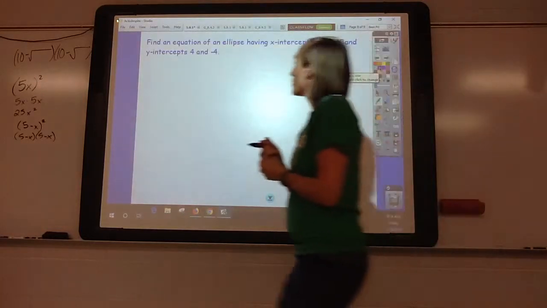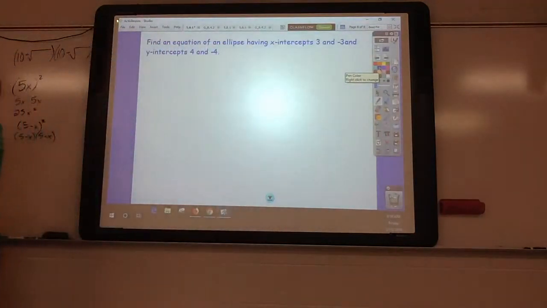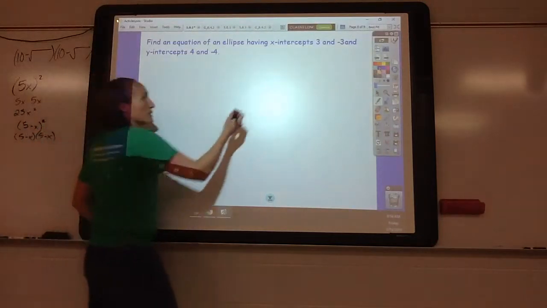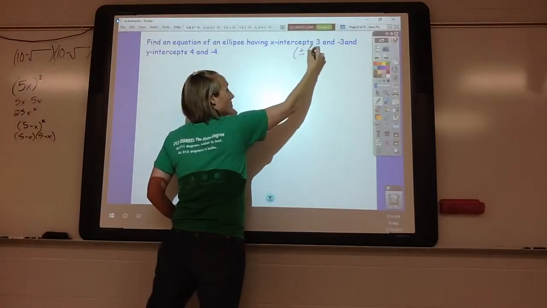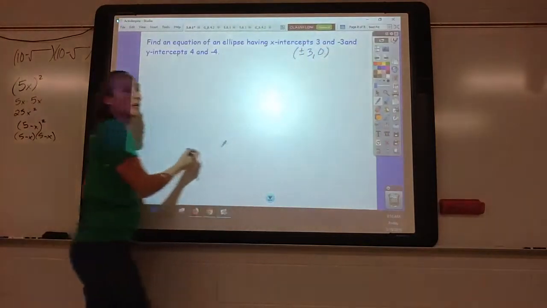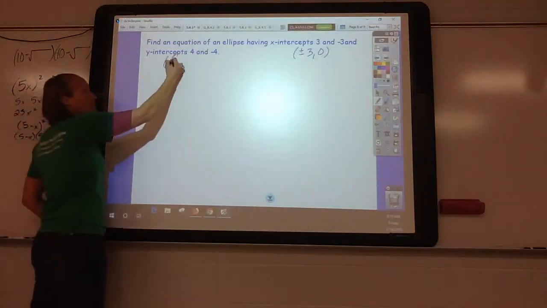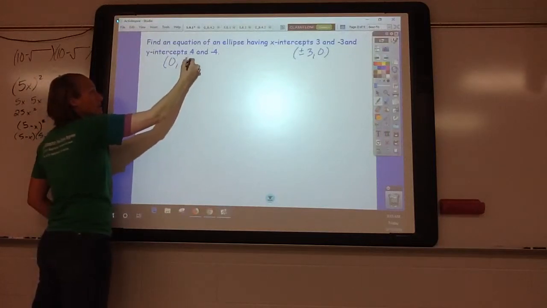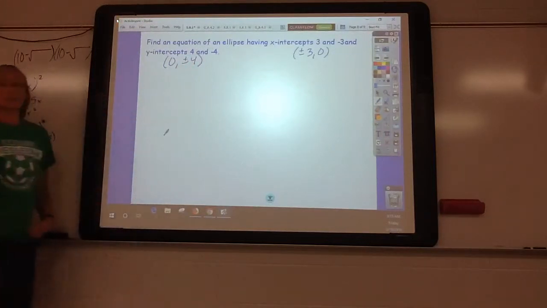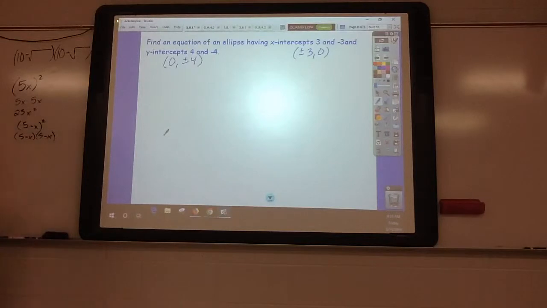So the last one: find an equation of an ellipse having x-intercepts 3 and negative 3, and y-intercepts 4 and negative 4. So x-intercepts 3 and negative 3. As soon as I see that, I think to myself, okay, I have this plus or minus 3, 0. And y-intercepts, that means 0 for x, is plus or minus 4. Take what I just taught you and let's reverse it. I'm not using the chart.